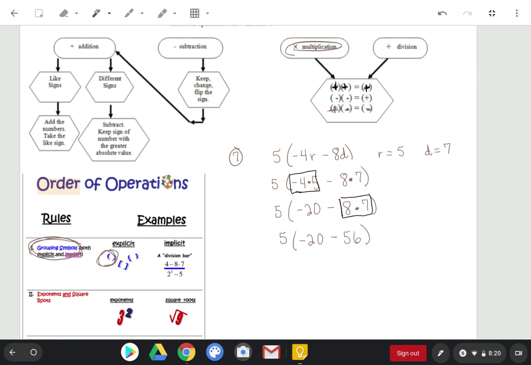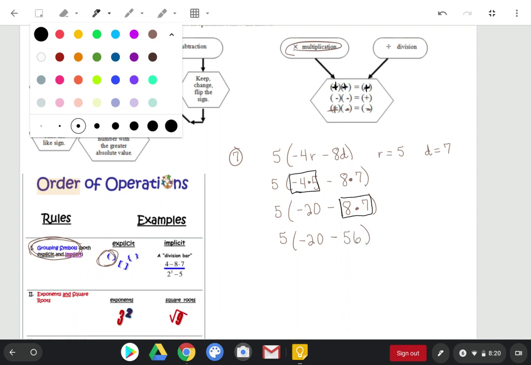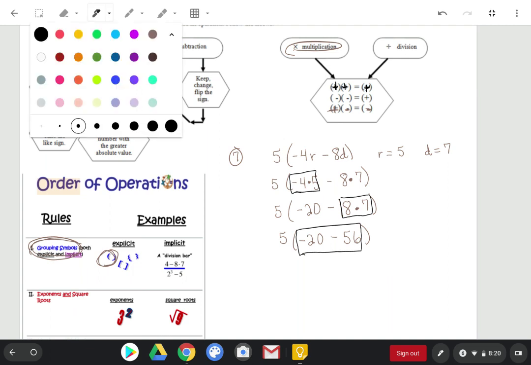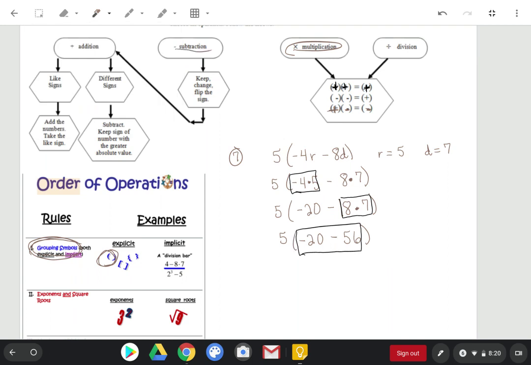Alrighty, so I'm still on my grouping symbols, and the only thing left to do on the inside of my grouping symbols is to subtract. But I must make sure I am using my integer rules. So remember, when I subtract, I am supposed to keep, change, change, okay? Also known as add the opposite.